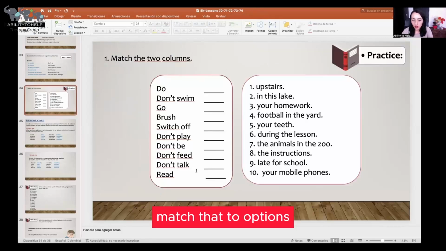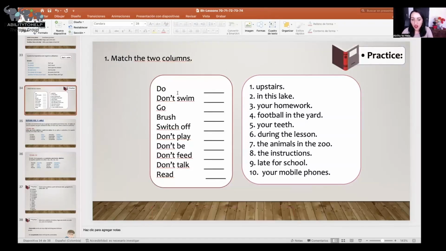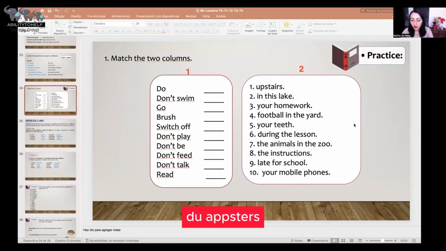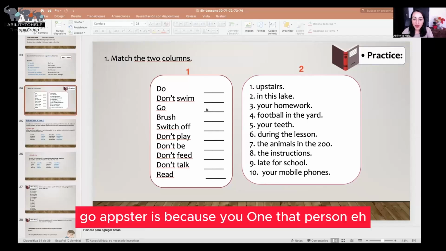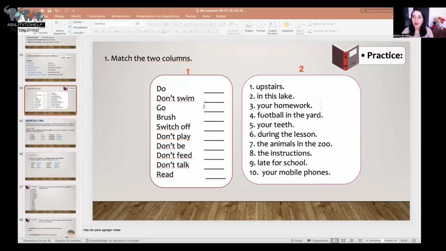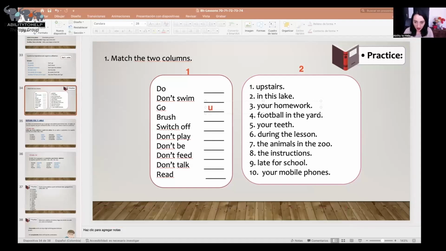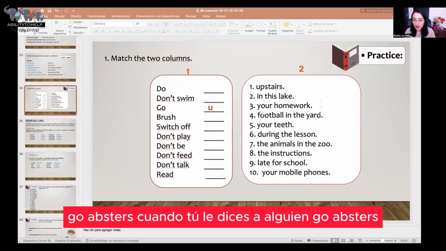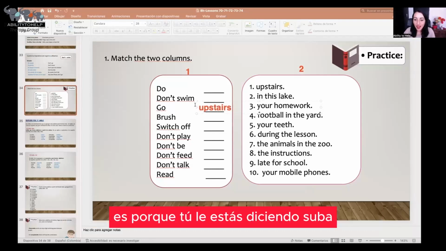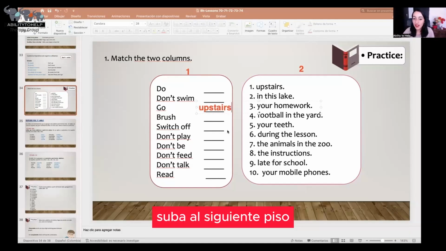Match the two options. You have to match the first line with the second line. So please help me to solve this exercise. First, go upstairs. When you tell someone go upstairs, it's because you want that person to go up to the second floor. Cuando tú le dices a alguien go upstairs, es porque le estás diciendo suba al segundo piso. Go upstairs. Okay.